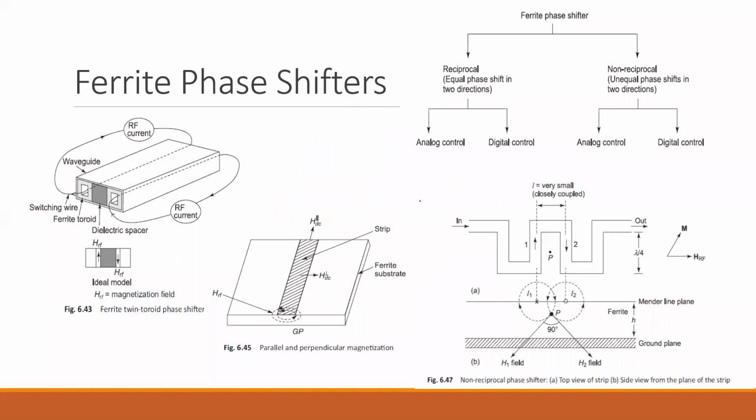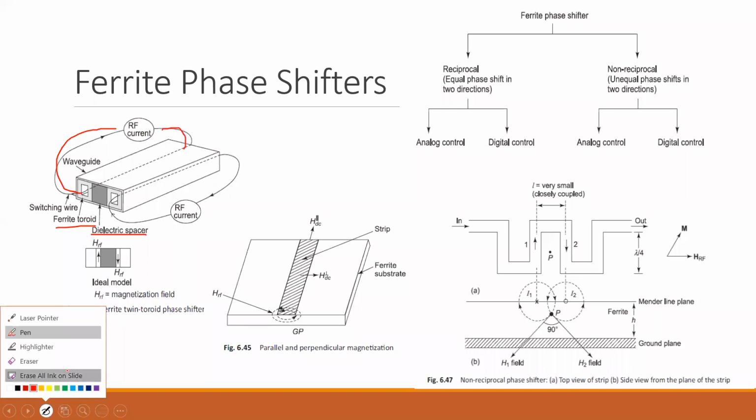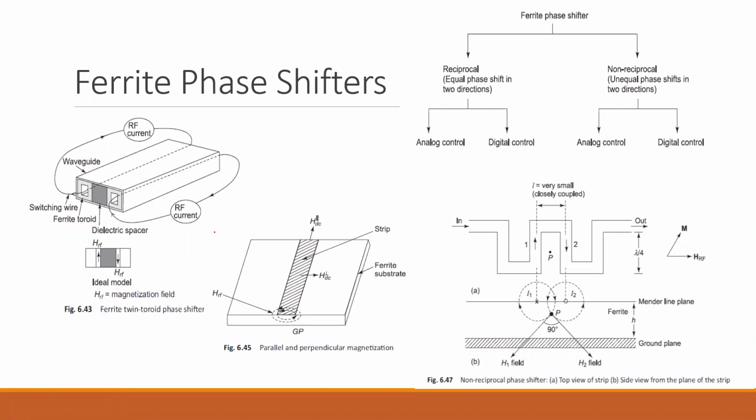So if I have to introduce a phase shift, I can make use of the ferrite material. You can see that we have a waveguide. Along this waveguide, you have two slot openings termed as ferrite toroid, and in between you have the dielectric spacer, establishing the connection, which basically gives you the RF current flowing through the waveguide.